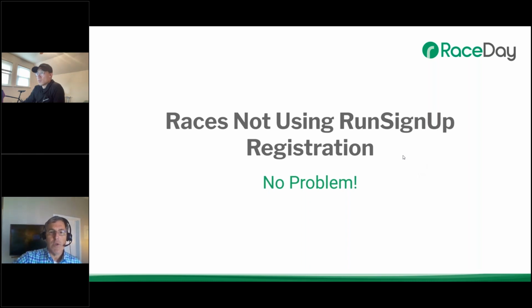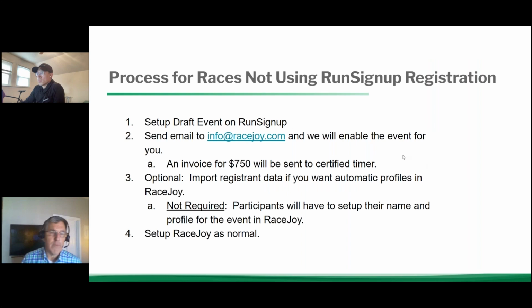So what do you have to do? What are the steps you have to do for races that don't use RunSignup? Really just set up the draft event on RunSignup. You'll send an email into the support team, just saying, I need this to be enabled. An invoice will be sent to you as a certified timer to your certified timer address for $750. And it's optional. Again, you can import the registration data if you want that automatic profile to show up in RaceJoy where they can just see themselves, they can see their course options, they don't have to set up profiles. If you don't import the registration data, not a problem.